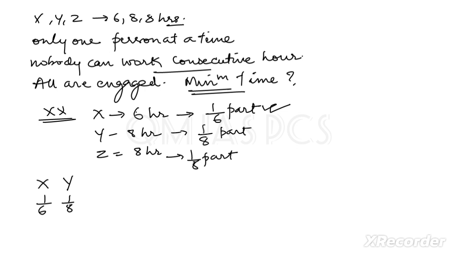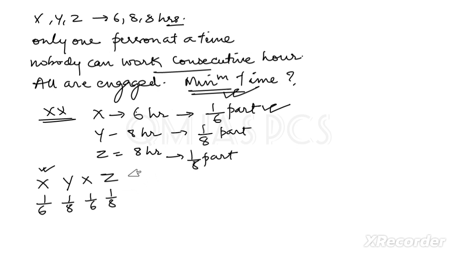Because we have to take minimum time, that's why I have to employ X in the maximum hours. So next hour I will employ X for 1 by 6 part. But for the next time, I want to employ Y, I will employ Z. It will be 1 by 8.